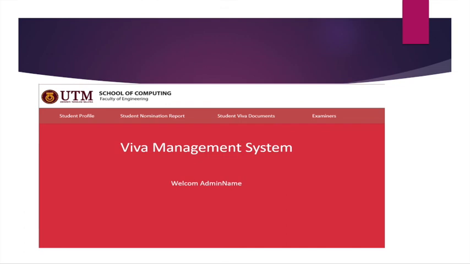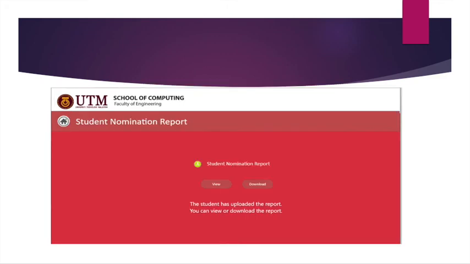And if the user is a supervisor, the home page will look something like this. He will be able to see the student profile, the student nomination report that he uploaded, the documents, and also the information of the examiners. So if the student uploaded the nomination report, the supervisor will be able to view or download it.